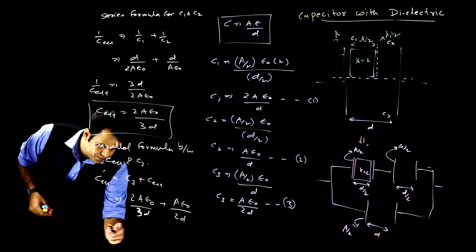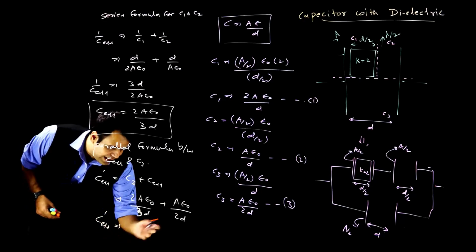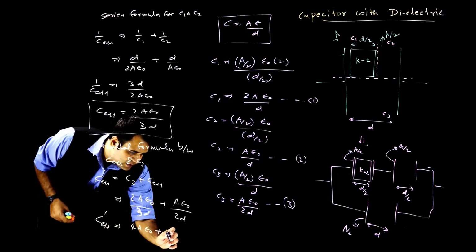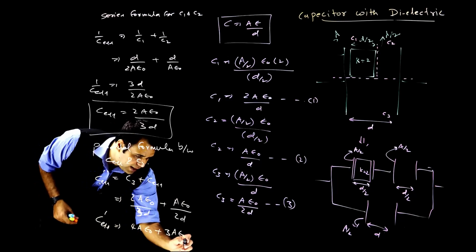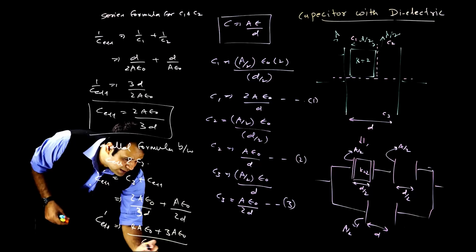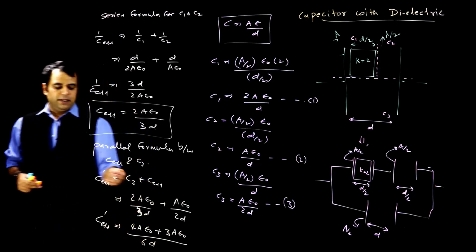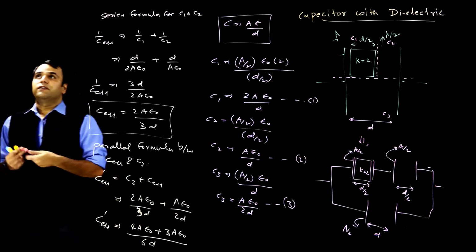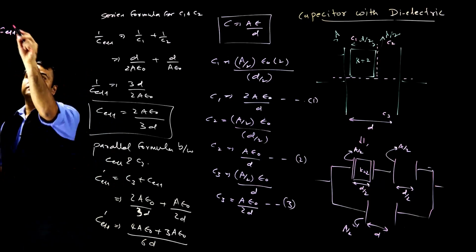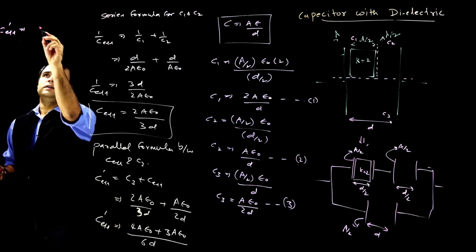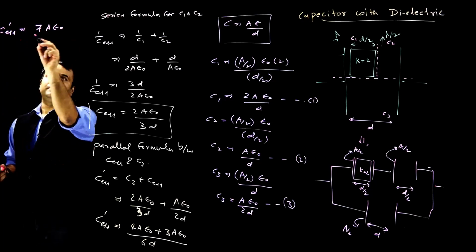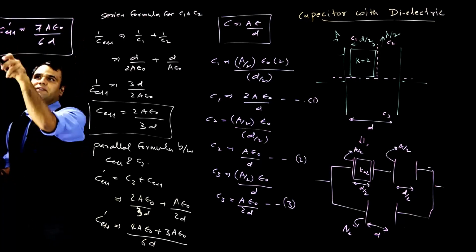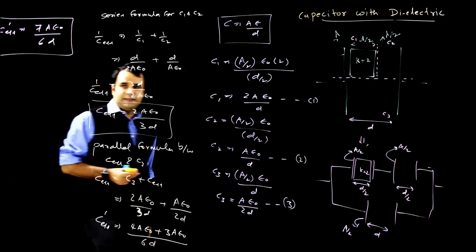This value will become 4A epsilon naught plus 3A epsilon naught divided by 6d. If you add these, the effective value of the combined system, C effective dash, will become 7A epsilon naught divided by 6d. This is the effective capacitance of this combined system.